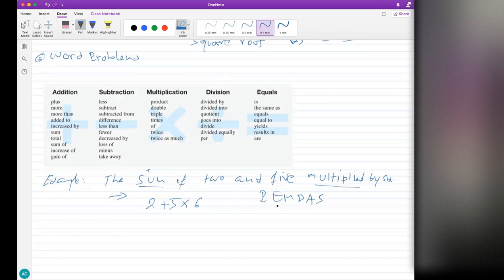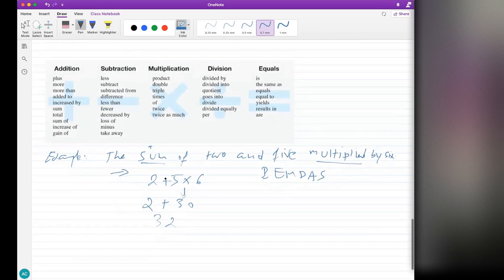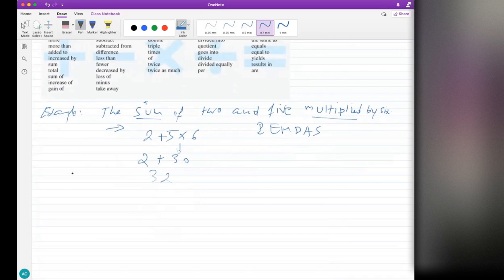So what operation is done first? Multiplication. That's right, multiplication. 5 times 6 is 30, and then 32. Sometimes you can get tricky, like with the quotients and decrease, increase. So be careful with those. Let's do another one here.